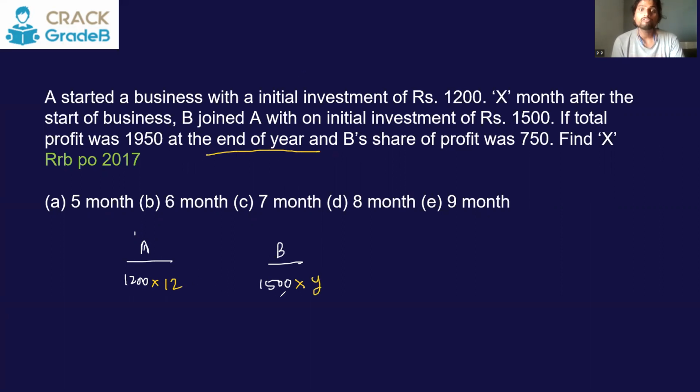So let's say B invested for Y months. So this is the ratio in which they should be dividing the profit. So if B's share is 750 out of 1950, so A will be getting 1200. So this is the ratio in which they will divide the profit. This is 15's 5 times, 15's 8 times. So 8:5 is the ratio. You can just let go of the zeros. You can do cross multiplication.